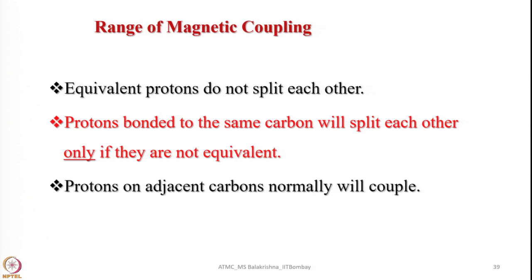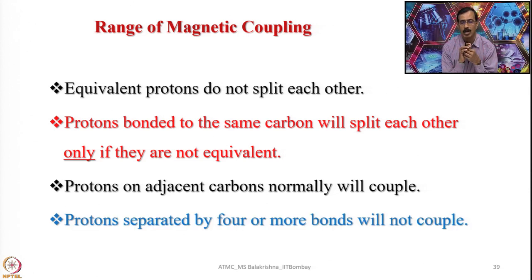Protons on adjacent carbons normally will couple. When you look into alkyl groups, the CH3 group, CH2 group, or CH, they normally couple and show spin splitting accordingly. Protons separated by 4 or more bonds will not couple, because when you move further, the influence of the magnetic field generated by those will be less. That is the reason we do not see very long range coupling. For example, one CH3 is here, and after CH2 there is one more. It does not have much influence on the radio frequency of this one. As a result, they do not couple.